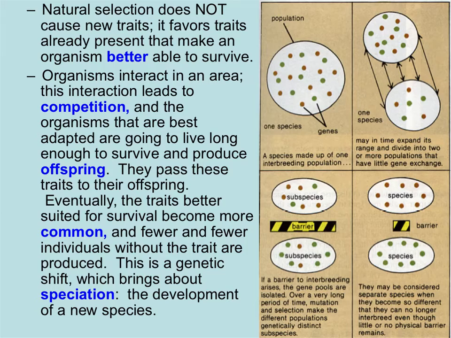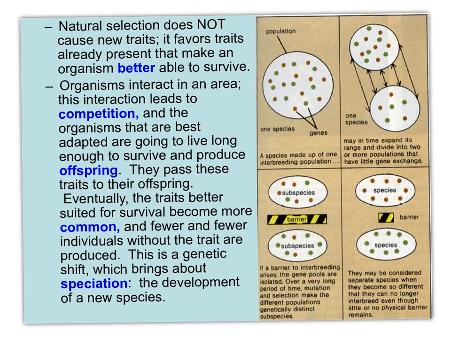So what natural selection does not do is create new traits. It takes the traits that you already have available and picks whichever one is the best for that particular environment to survive. Organisms that are living in the same area a lot of the time interact and compete. Sometimes it's organisms of the same species, sometimes it's two different species competing. Whichever one outcompetes the other, whichever one's best adapted, is going to live longer, survive and reproduce, and their traits get passed on.